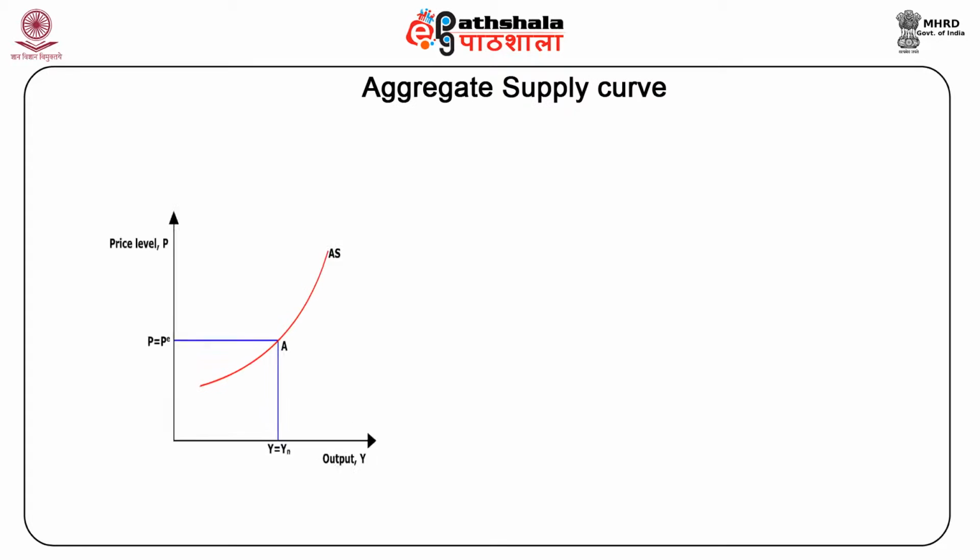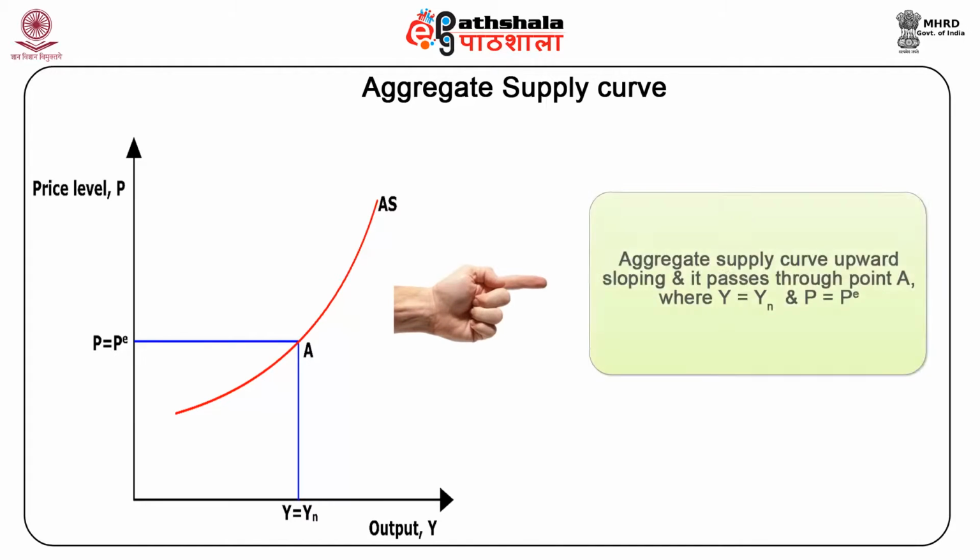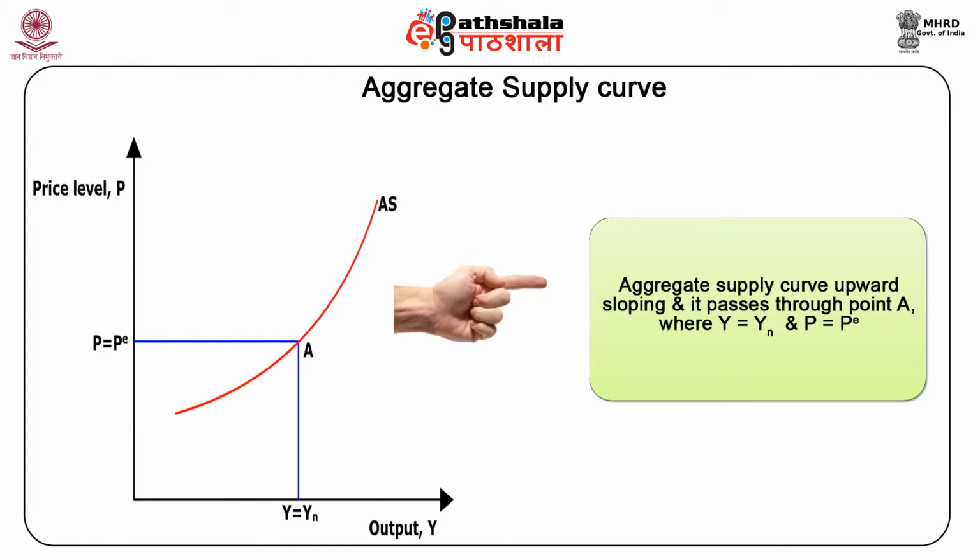The relation between the price level P and output Y for a given value of expected P is represented by the following figure. The aggregate supply curve is upward sloping and it passes through a point where Y is equal to Yn and P is equal to P^e.